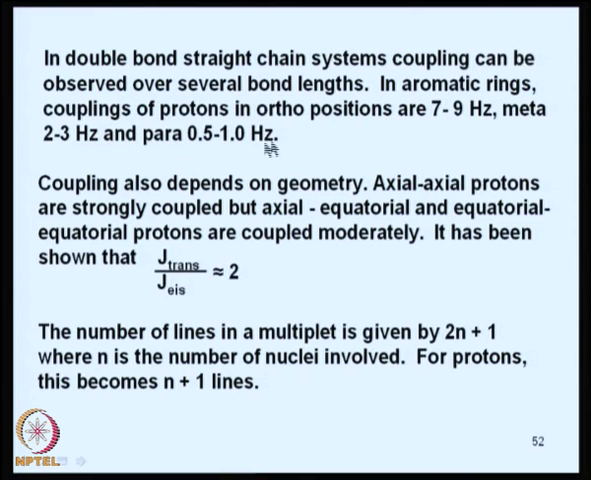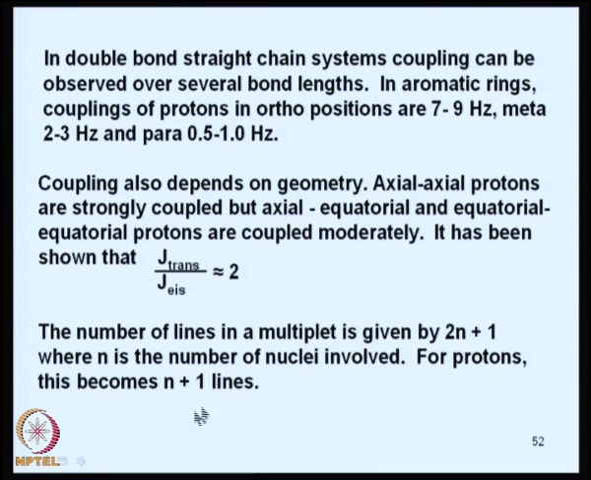In aromatic rings, for coupling of protons in ortho positions, you can calculate from the table, you can see that they are around 7 to 9 hertz, and for meta it is 2 to 3, and for para positions it is 0.5 to 1. That means, depending upon the coupling, you can find out whether a particular substituent is in ortho, meta or para. Coupling also depends on the geometry. So, axial-axial protons are strongly coupled, but axial-equatorial and equatorial-equatorial protons are coupled moderately. It has been shown that the J trans and J cis are approximately 2.